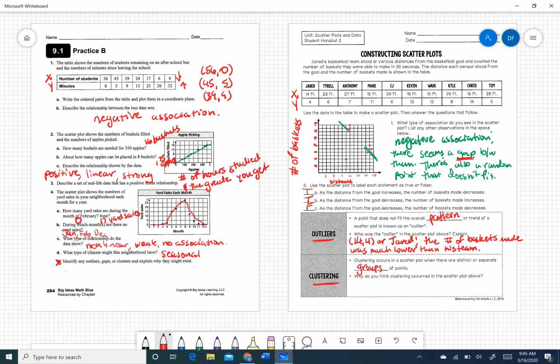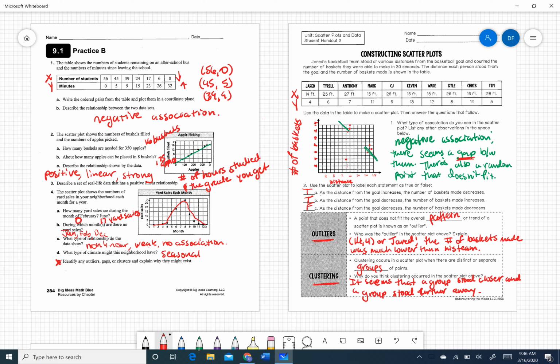And so we're going to describe why we might think that there's clustering above. What I would say is that it seems that a group stood closer and a group stood further away, right? And so that might be why there's this clustering of these players, right?